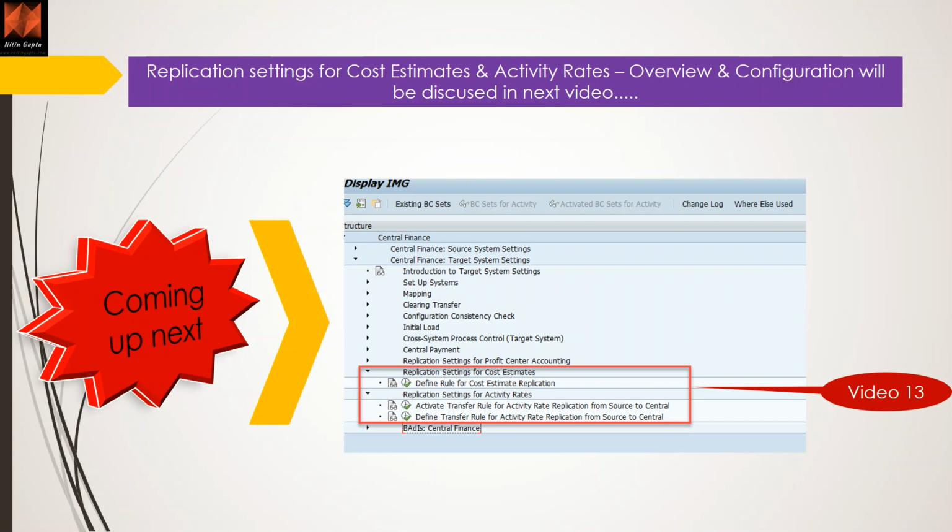So that's about profit center accounting replication. In the next video, we will cover replication settings for cost estimate and activity rates, which will be video number 13. And with this, we will be completing our CFIN overview and configuration from an initial load and replication perspective. Of course, after that, we have to go to central payment and cross system process control, and we will talk about some bodies again with SLT configurations and source system configuration. However, CFIN IMG we will be completing very soon, and stay tuned for video number 13 where we talk about cost estimate and activity rates.